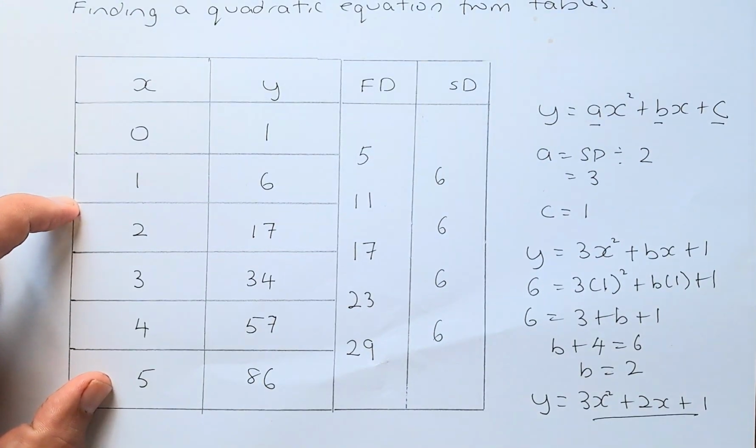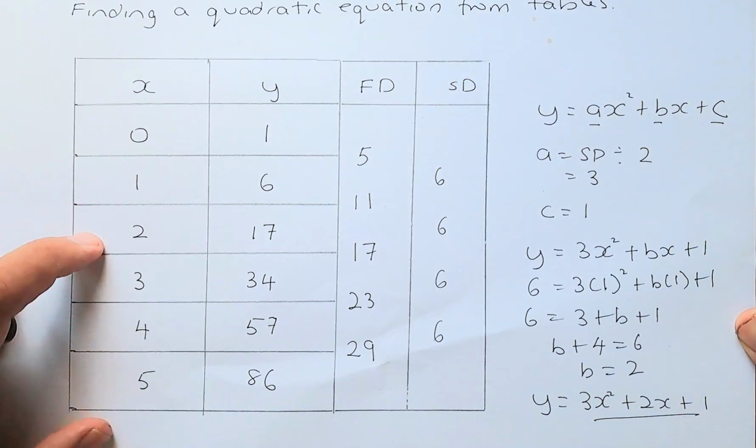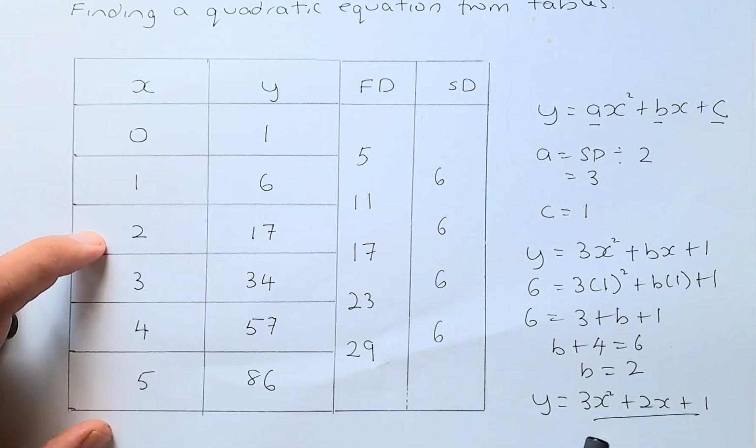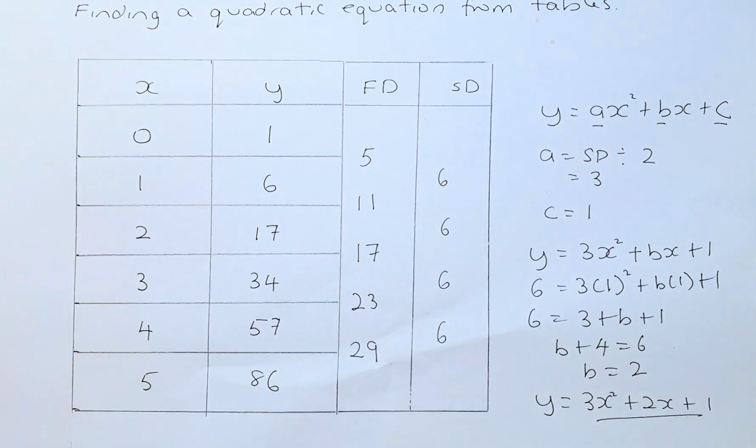To check whether it's right or wrong, you substitute the next value. When x is 2, 2 squared is 4, times 3 is 12. Then 2 times 2 is 4, so 12 plus 4 is 16, plus 1 is 17. That's equal to 17, so you know your equation is right.